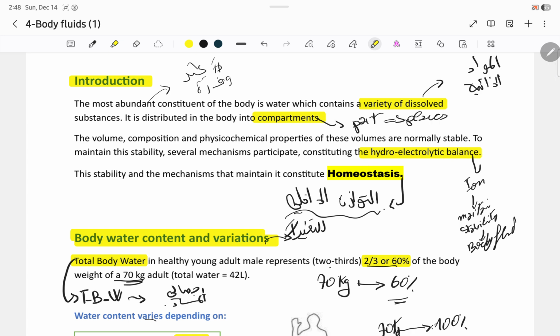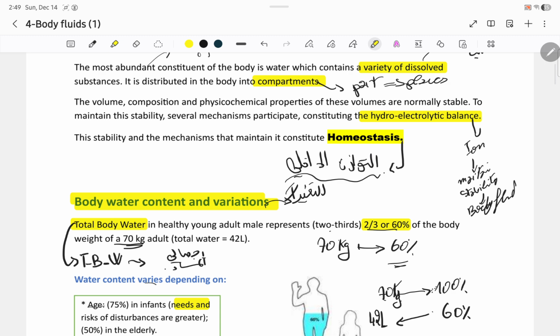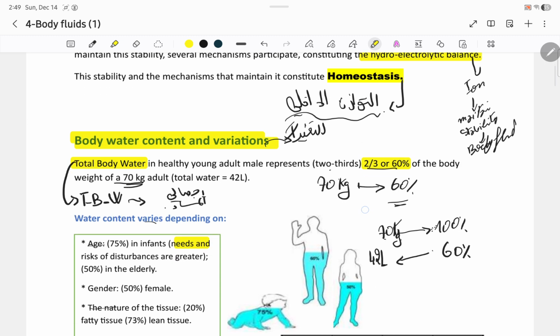We should know there are electrolytes, which are the ions. We have cations, which are the positive ions, and anions. They maintain stability by participating in this mechanism, so they maintain the stability of the body fluid or the body water. This stability and the mechanism that maintains it constitute homeostasis, which is the stability of water inside the body.